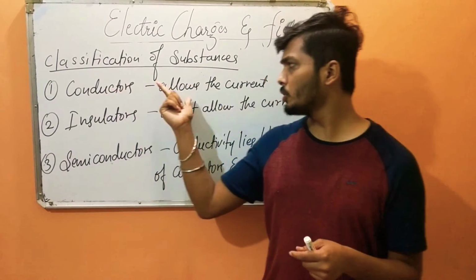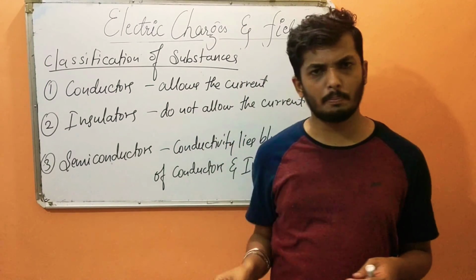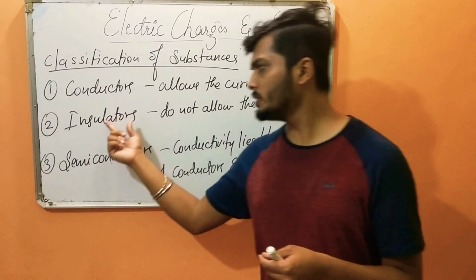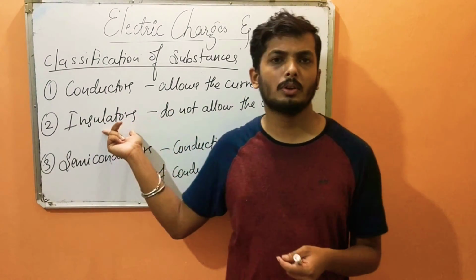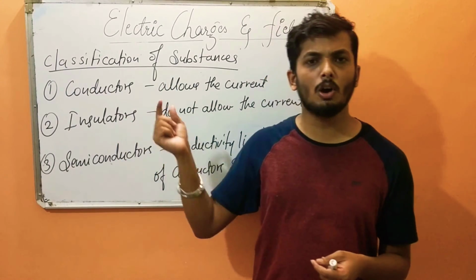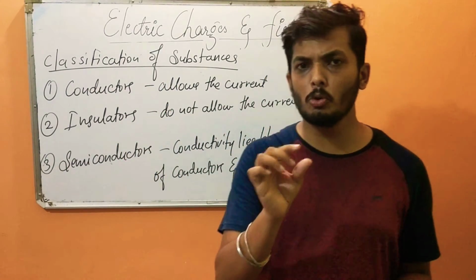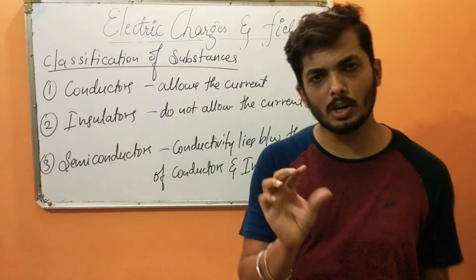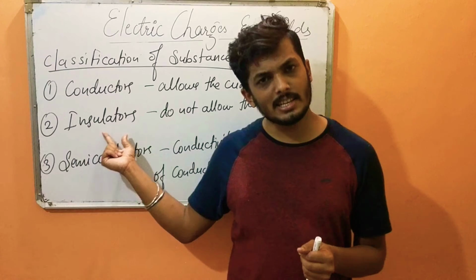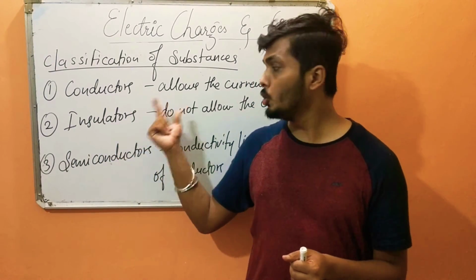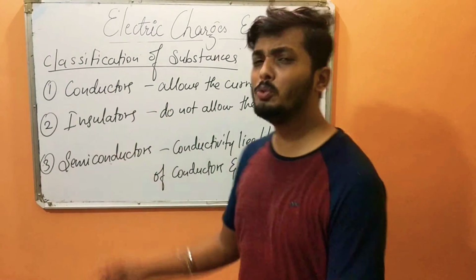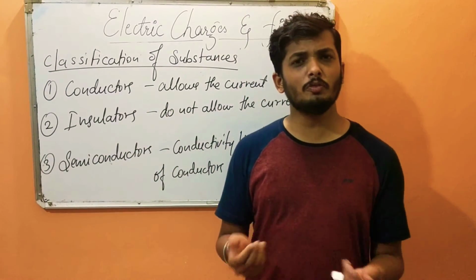So conductors are those materials which allow the current to pass through them. Insulators, I don't say that these don't have electrons. They have electrons, but there is more deficiency of free electrons. Here I am giving more stress to the free electrons, and you know what free electrons are? Present in the outermost orbit of an atom. So these insulators do not allow the current to pass through. If you want current to pass through, you need to spend more energy, which is not feasible.